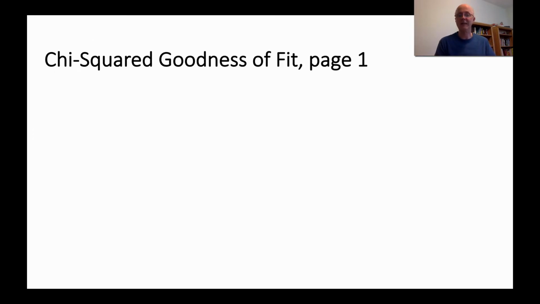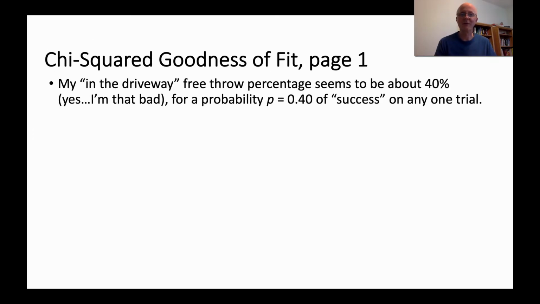So here's my example, free throw example. My in the driveway free throw percentage, and okay, so when I say in the driveway, I mean I actually have a basketball hoop in my driveway and I try shooting free throws at approximately the right distance, but I'm very bad, okay? I'm terrible at free throw shooting, and my probability that I've kept track of reasonably well over the years is about a 40% free throw shooter. Now that's bad, right? Good is maybe 60, 70% at least.